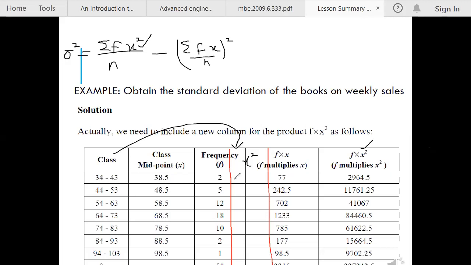Let's work. So X squared gives us what? No, X squared, not F. 38.5 squared. Sir, the number is huge though. 1482.25. Yes. Good. Next one.